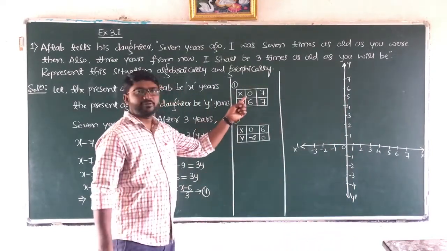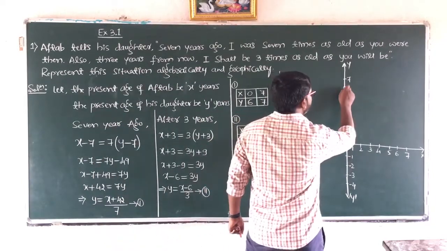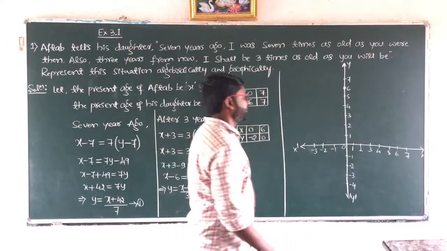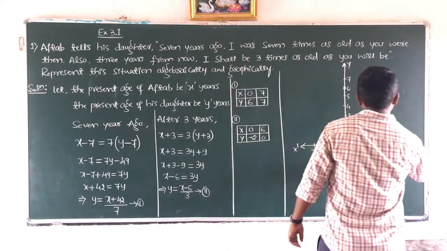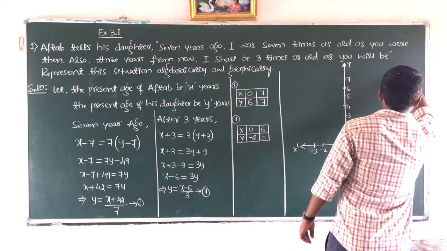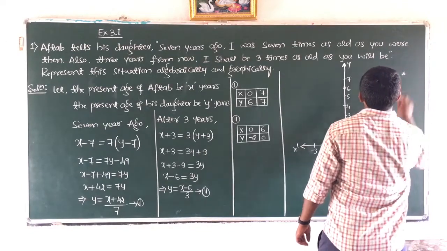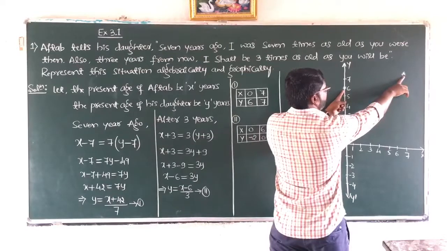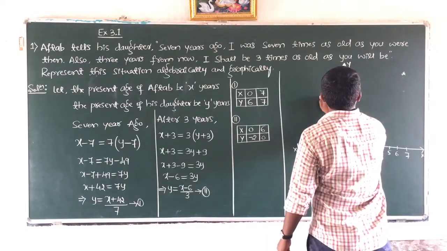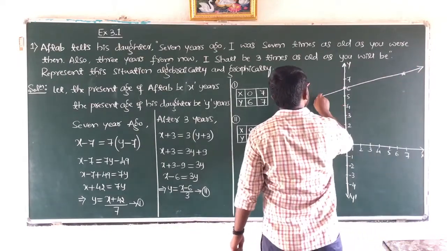So I'll go for the table 1 now. x 0, y 6. x 0, y will be 6. It is this point. Then x 7, y 7. X is also 7. Y is also 7. So somewhere here we get the value of 7, 7. Now we have to join these 2 points with the straight line. So here it extends in both the directions. So this is the straight line.